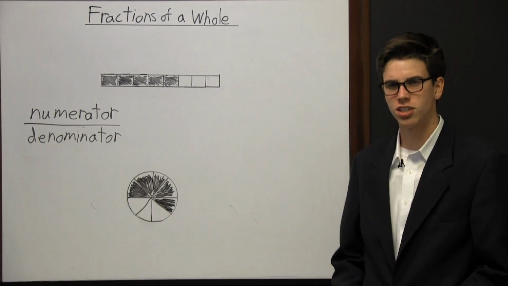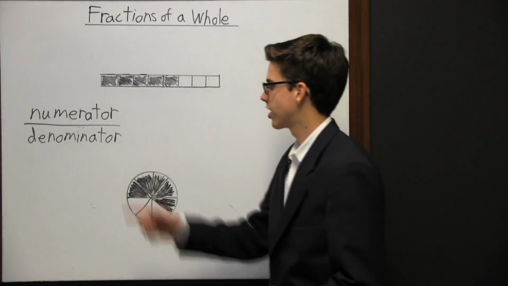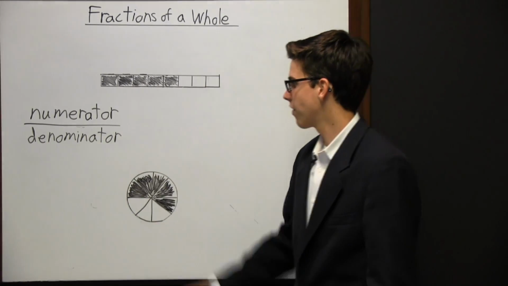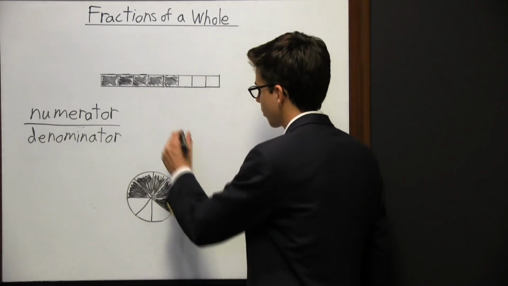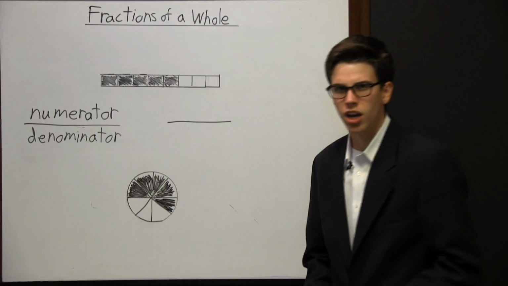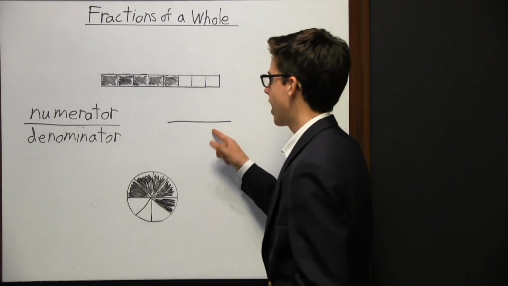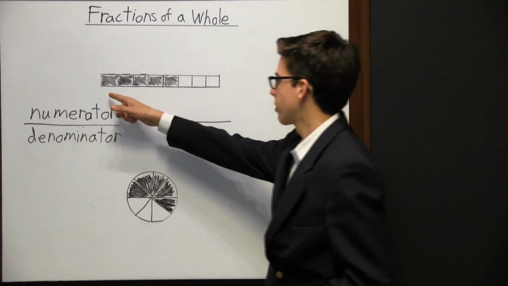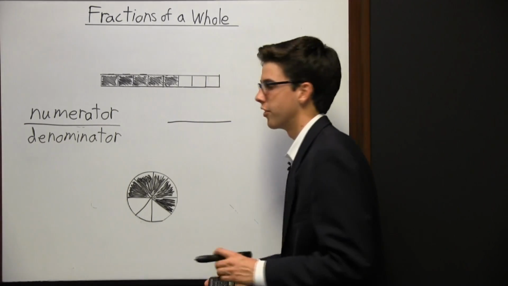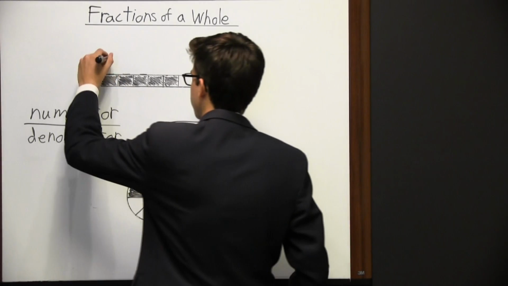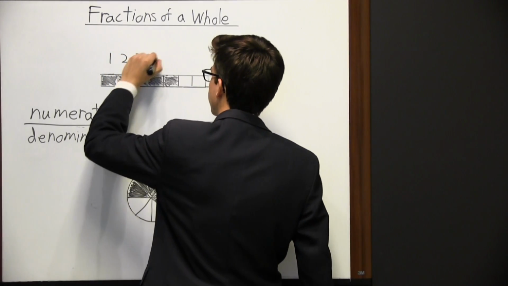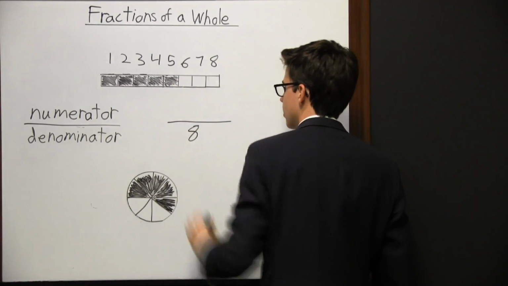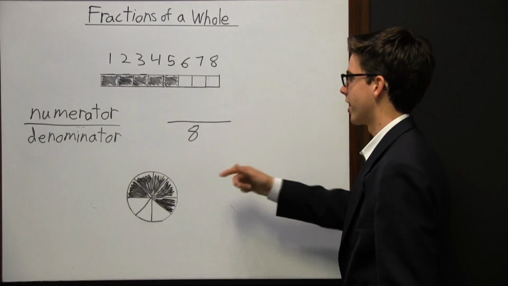When dealing with fractions of a whole, realize that there's a numerator and a denominator in every fraction. So the numerator is on top and the denominator is on the bottom. So we have a fraction bar right here. And so first, we need to determine what goes in the denominator. So that's the total amount of spaces we have on the fraction strip. So we have the fraction strip right here, so we need to count the total amount of spaces. So count with me. 1, 2, 3, 4, 5, 6, 7, 8. So we need to put an 8 in the denominator here.